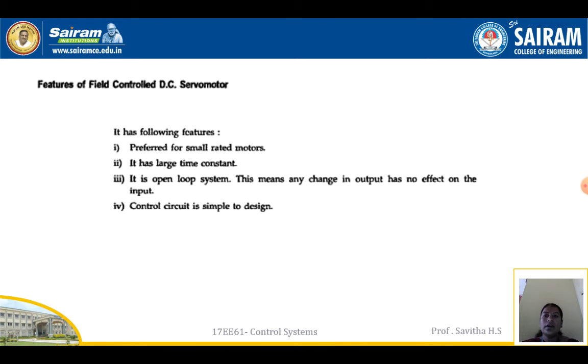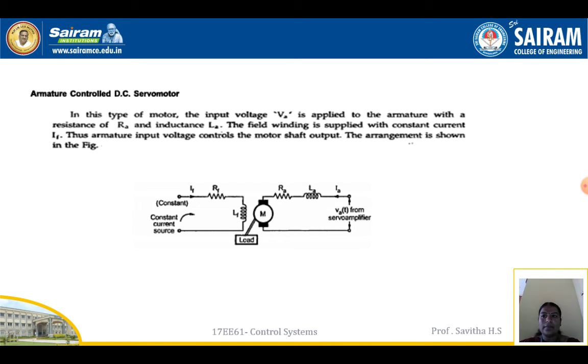Features of field control DC servo motor. It has the following features. Preferred for small rated motors. It has a large time constant. It is an open loop system. This means any change in the output has no effect on the input. So the control circuit is simple to design.